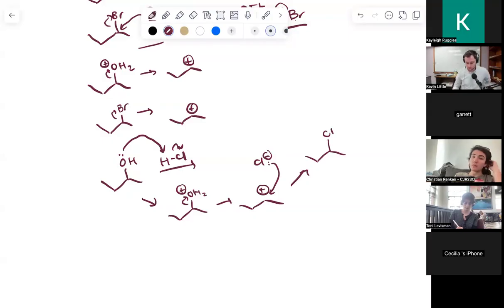But the principle is the same as an SN1. And if you follow your steps, you should be able to see it. You protonate the alcohol, it turns into a good leaving group, it leaves, then you get an SN1. These will always be SN1s, by the way. Alcohols with some sort of acid.